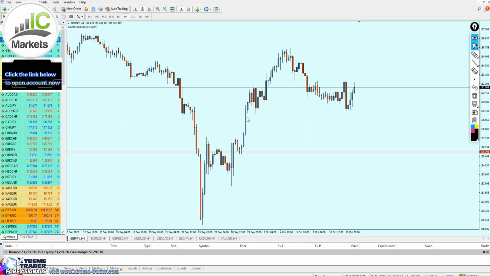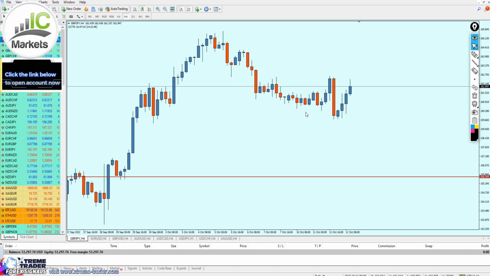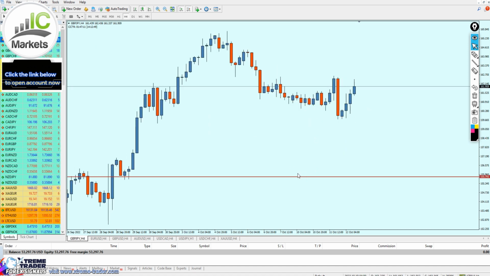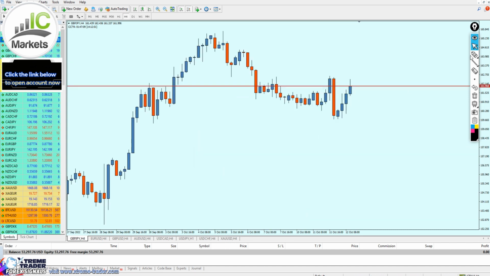Going to the pound JPY. Alright, the pound JPY here is showing us something nice. Now we can see the market is exactly on a resistance level.